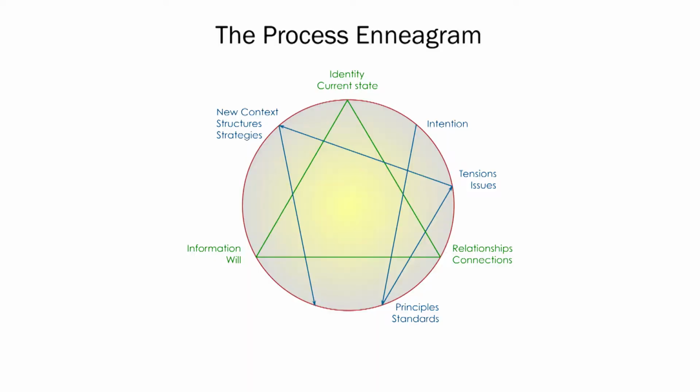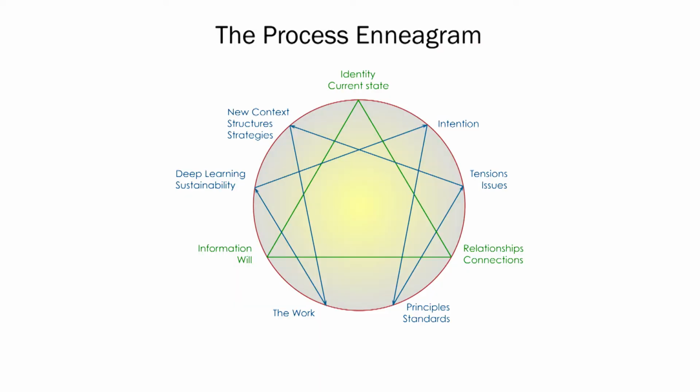The 7th dimension is the strategy, the new context that we need to operate in, the strategy and the approach that we're going to take. And then the detailed work that we're going to do, the specific action steps. And then finally, stepping back from the system and asking ourselves, what have we learned from this whole experience at a much deeper level? And how can we sustain it going forward?